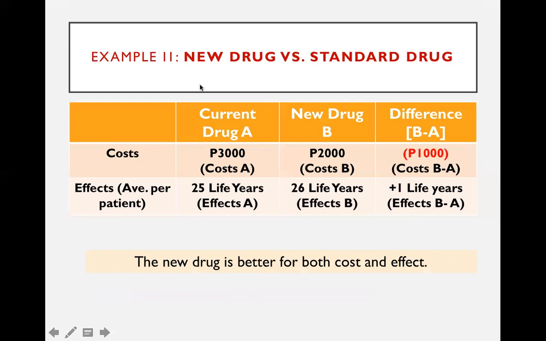On the second example, you're still comparing drug A with drug B, but this time drug B is cheaper than drug A. The new drug is cheaper than the standard drug. Let's look at the effects. Drug A would give you 25 life years, while drug B will give you 26 life years. So you have an additional life year benefit with drug B. Get the difference between the two. Actually, you don't really need to compute for the ICER, because it seems pretty obvious that you would choose drug B because it's cheaper and it is more effective than drug A.